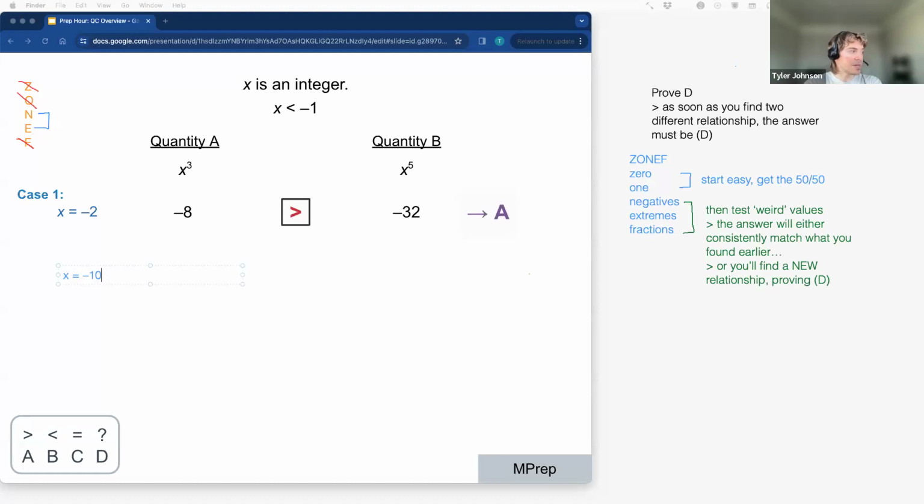Good. So people are saying in the chat, something like -10. And if you don't know, the trick with powers of 10, the number of zeros is just going to be equal to the exponent. So -10 cubed, it's going to have 3 zeros. And for quantity B, -10 to the 5th power, it's going to have 5 zeros.